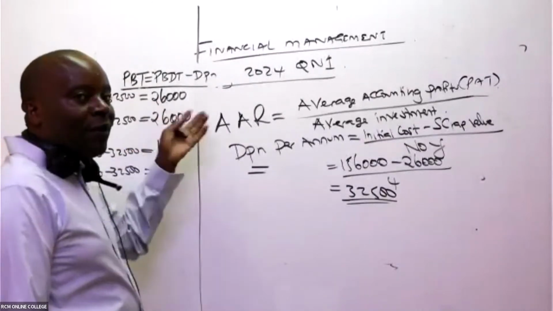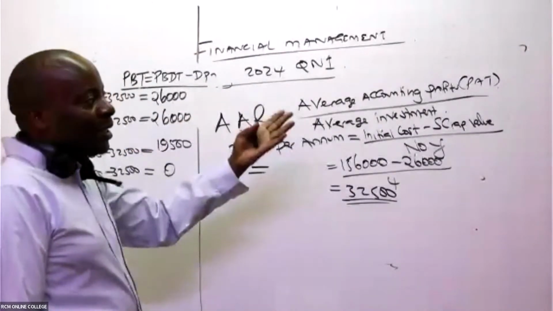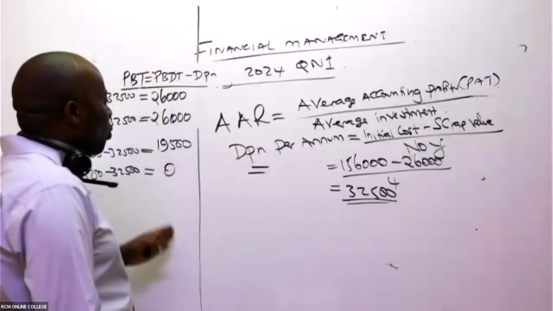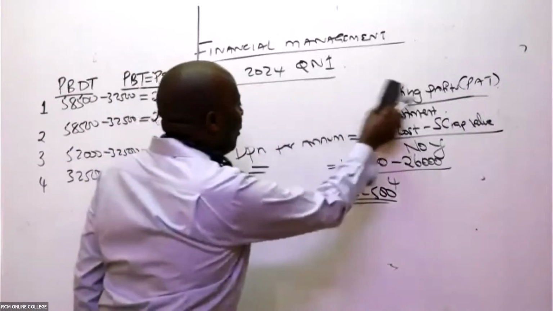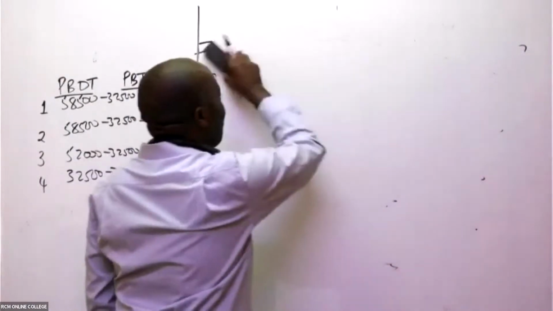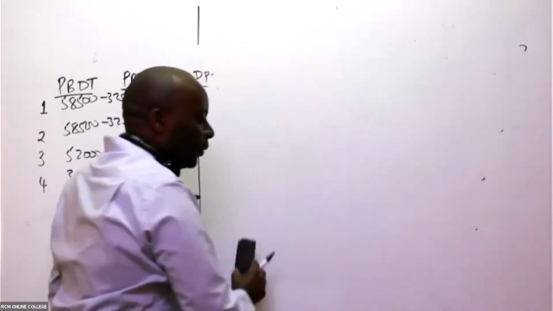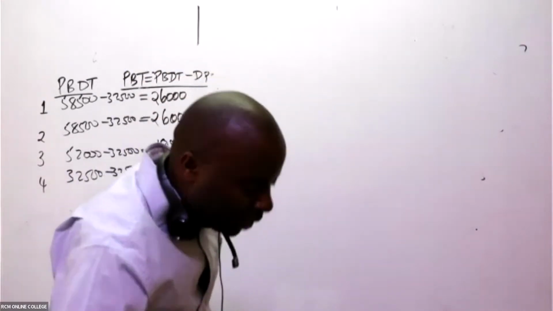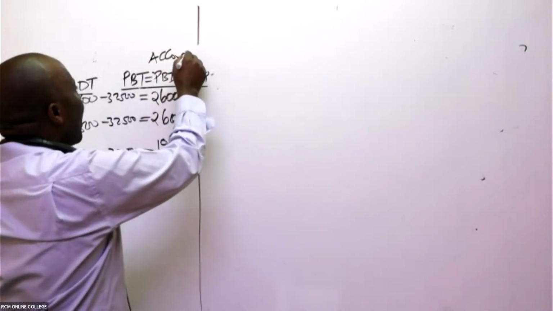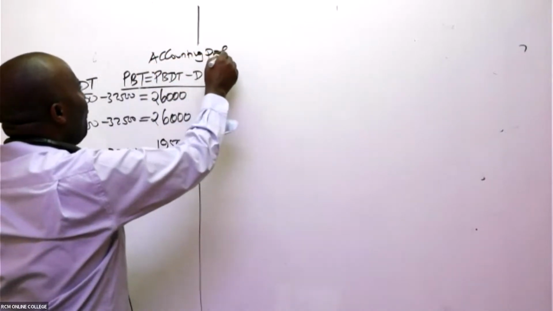So these are our now normal accounting profits. If we had tax, we would have adjusted tax to get PAT, but the rate of tax here was not provided. So this is what we shall use as our accounting profits.